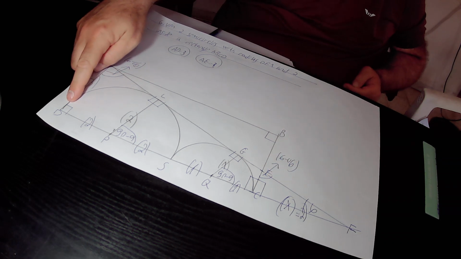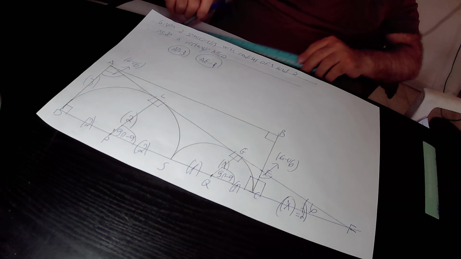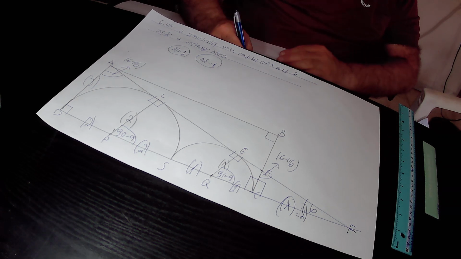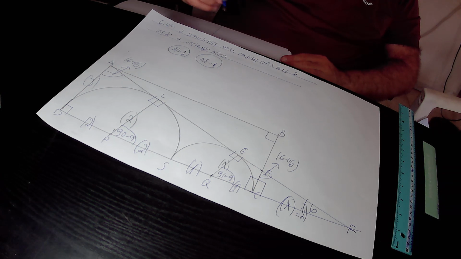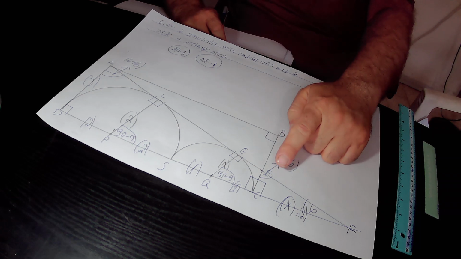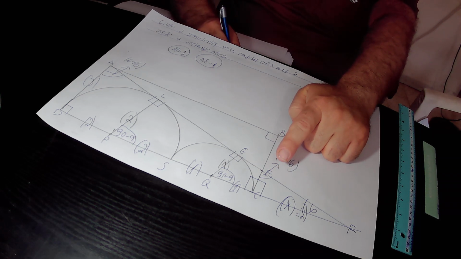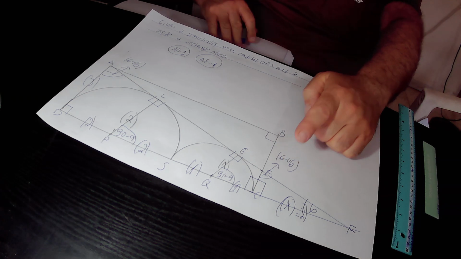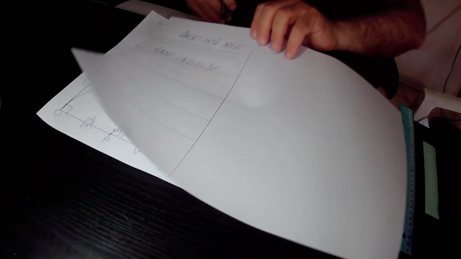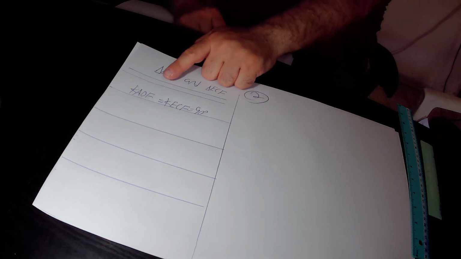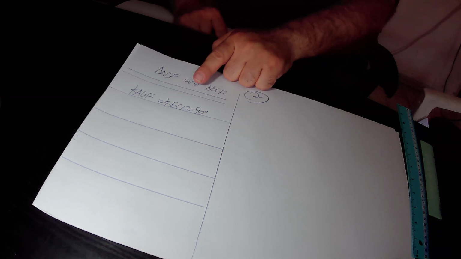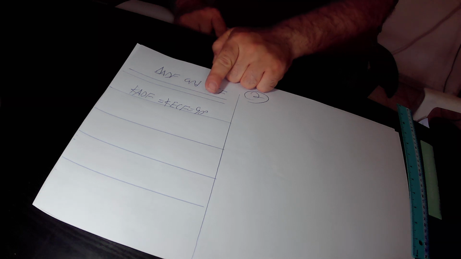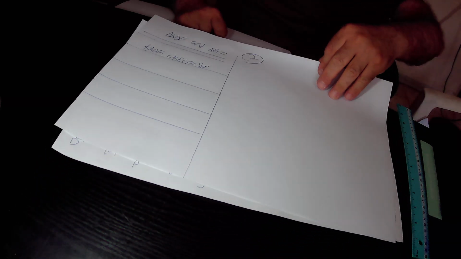So actually this is angle ADF in the big right triangle ADF, and it is equal to this angle, which is actually angle ECF in the small right triangle EFC. So I'll repeat again. We actually found out that angle ADF in the big right triangle ADF equals angle ECF in the small right triangle EFC. They are both equal to 90 degrees, and therefore they are equal to each other.